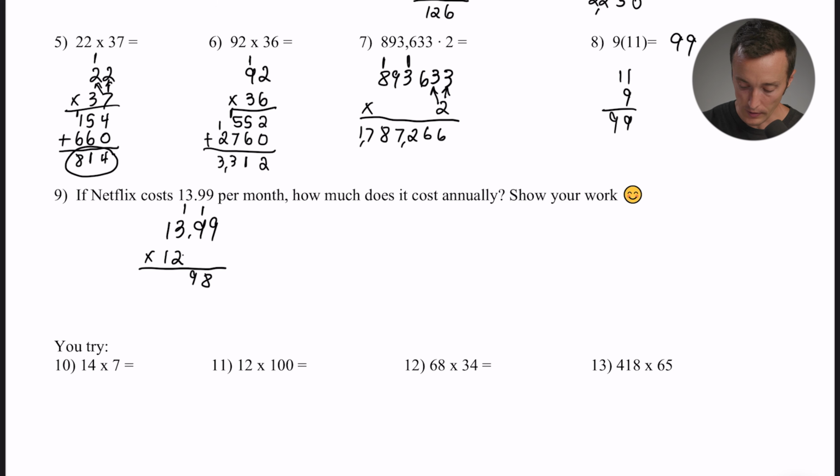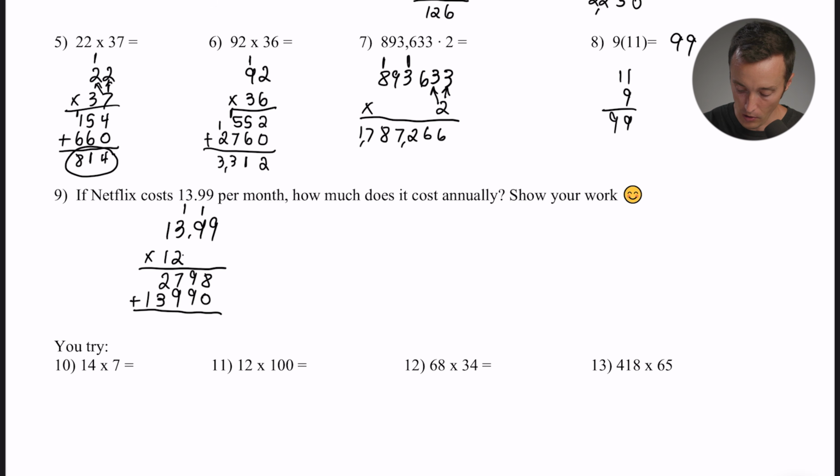2 times 3 is 6. Plus 1 is 7. And then 2 times 1 is 2. So I'll drop that down here. Okay, so far so good. I'm going to put a placeholder in so that I can go over to the 1. We're going to do 1 times 9 is 9. 1 times 9 is 9. 1 times 3 is 3. And 1 times 1 is 1.